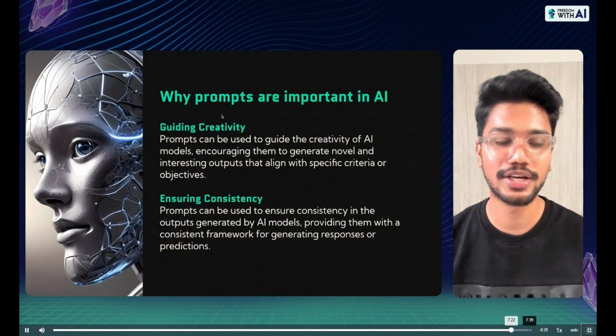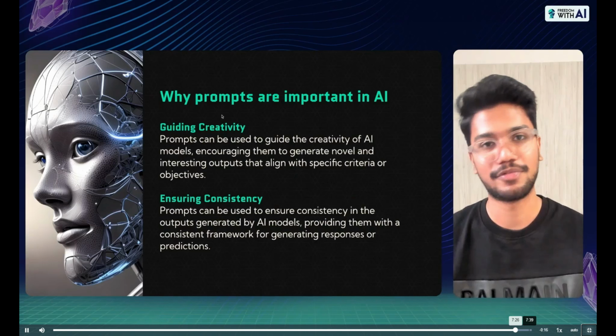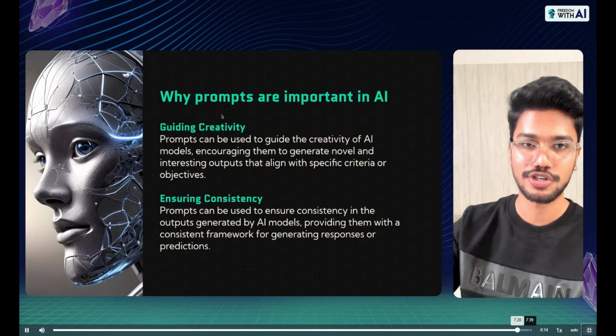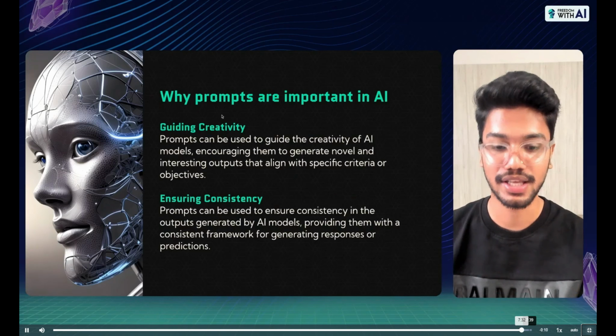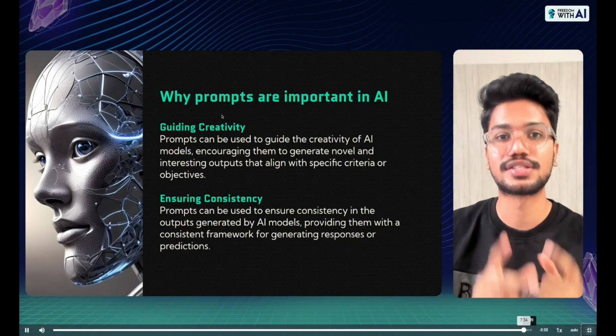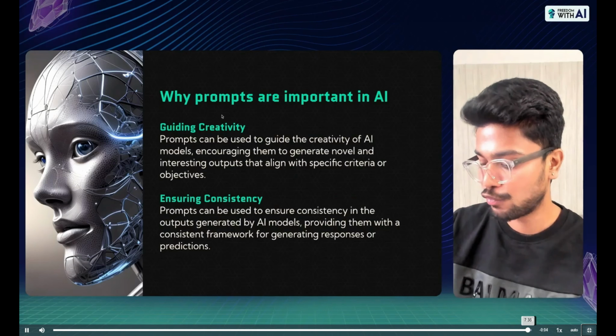A 10-year-old can go to ChatGPT these days and type, hey, write me a story on Spider-Man, and you're getting a great short story. But the thing is, prompt engineers don't just ask that. They give the context, they give so many things, which we're going to discuss in the next video, which is how to format your prompt.